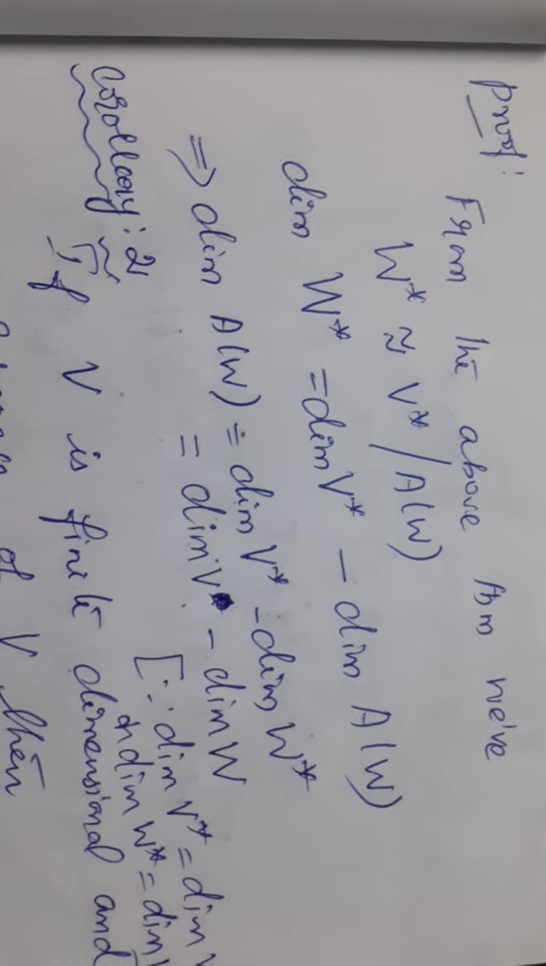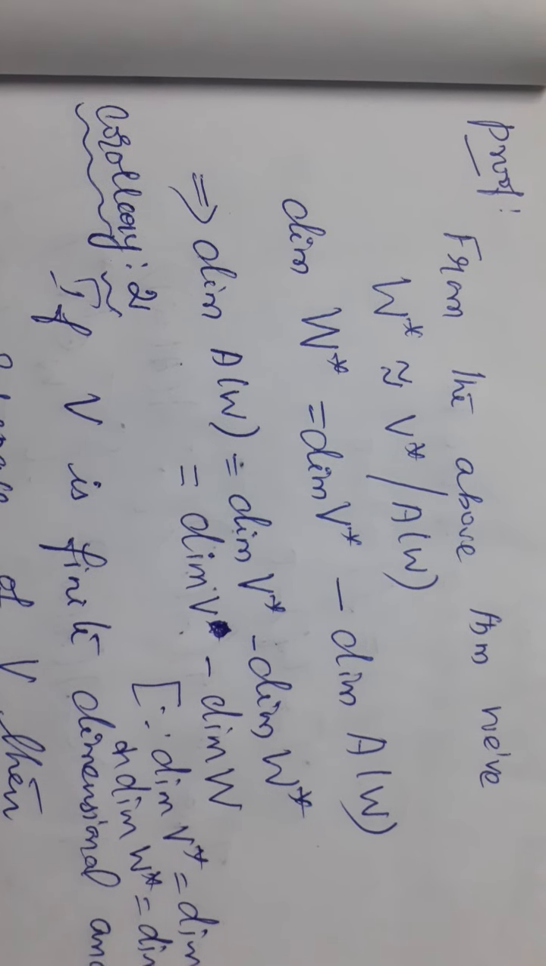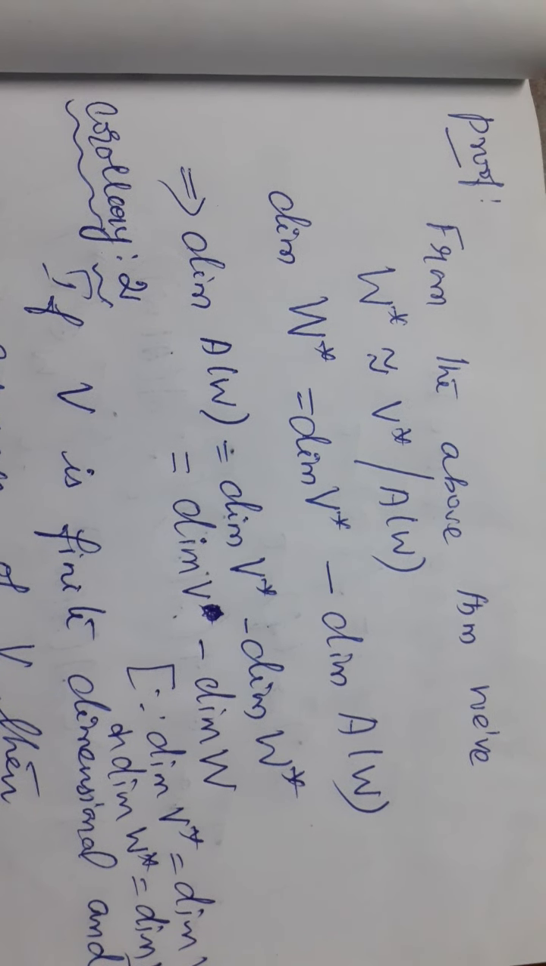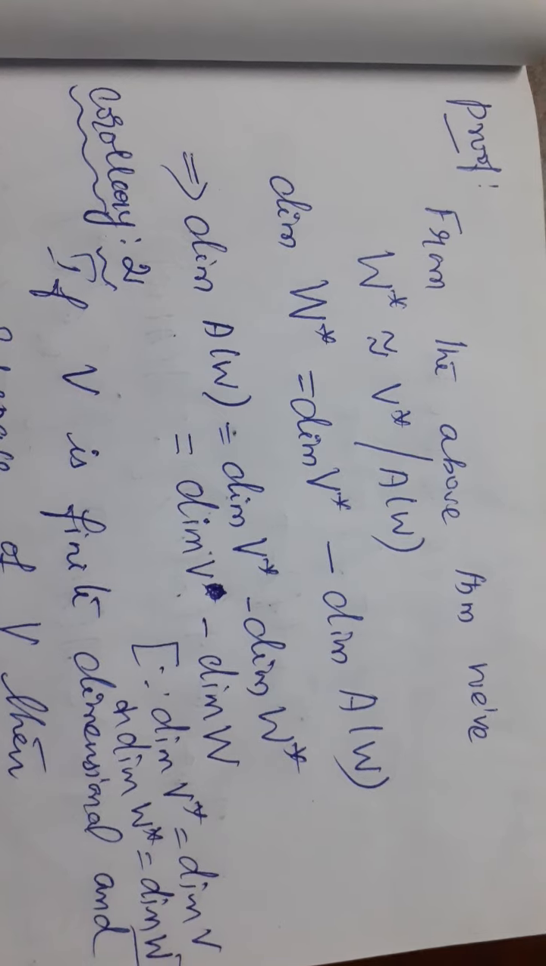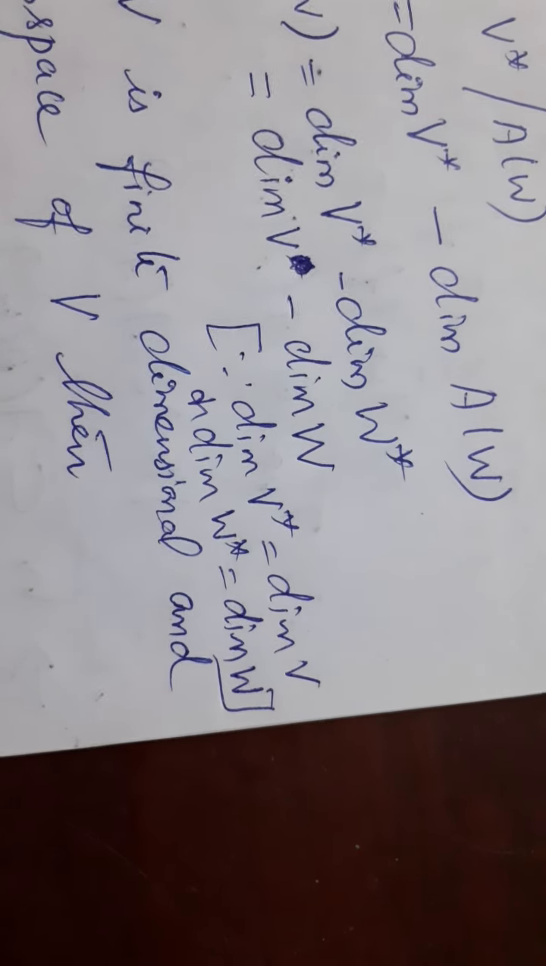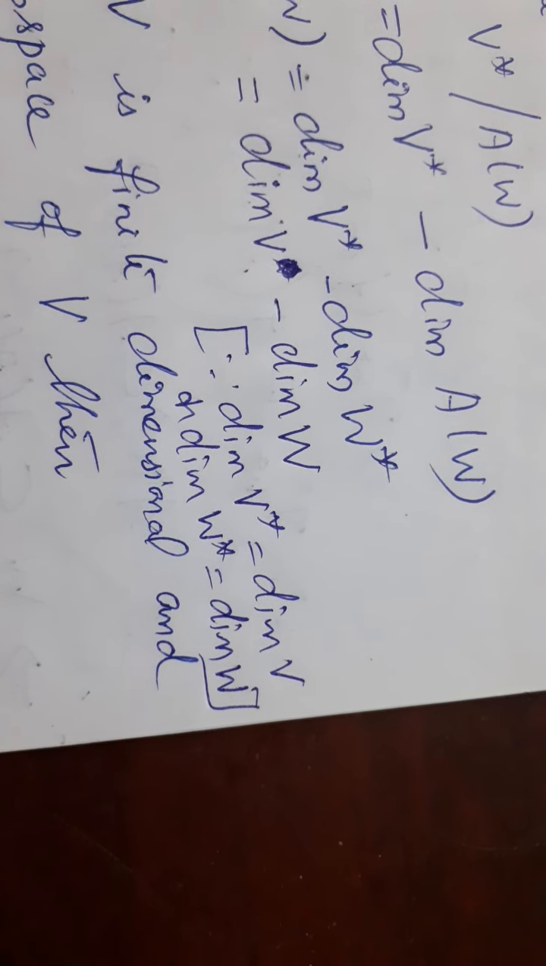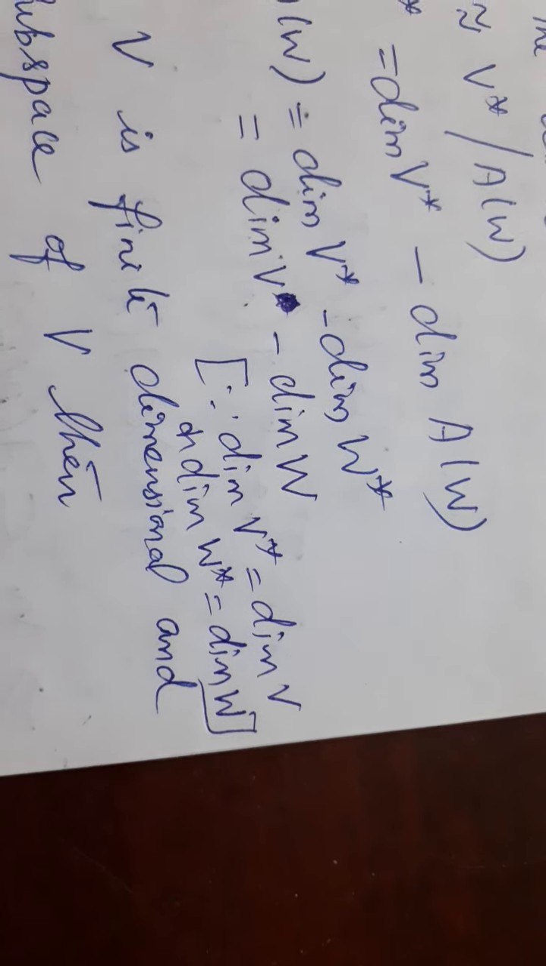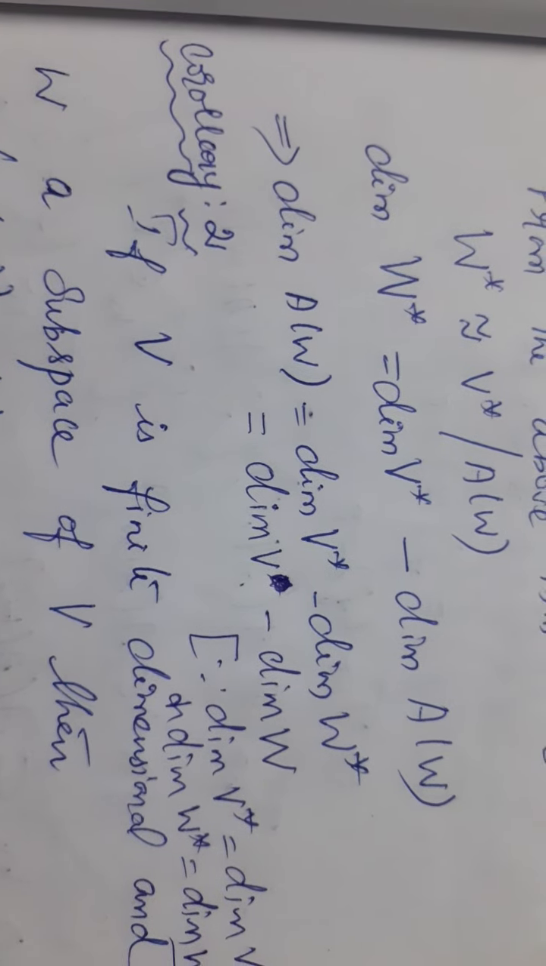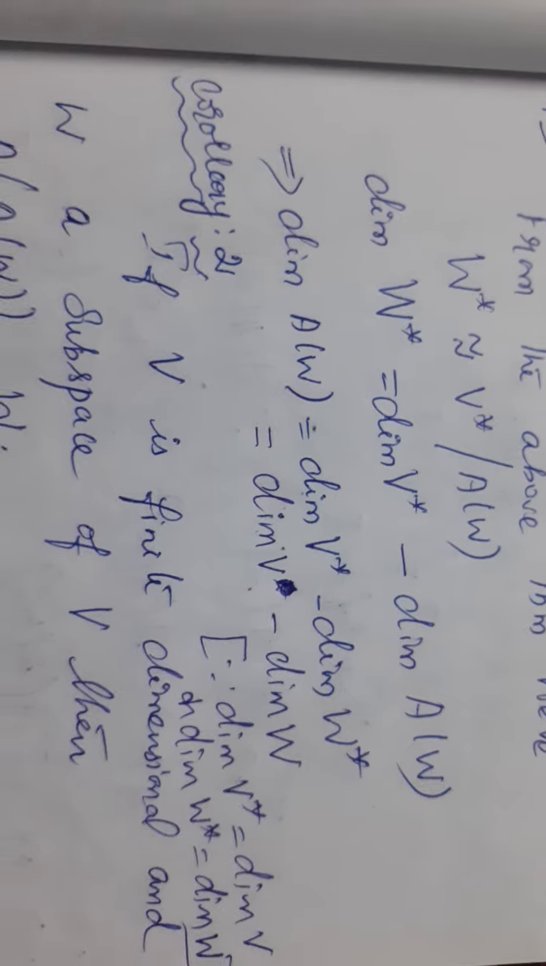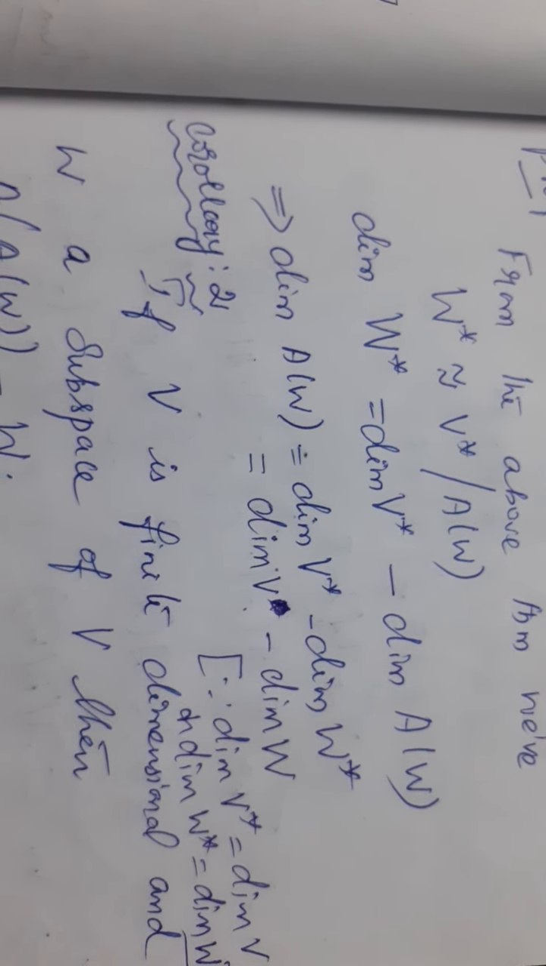Therefore, the dimension of A of W is equal to the dimension of V star minus the dimension of W star, which is equal to the dimension of V minus the dimension of W. Since we know that the dimension of V star is the dimension of V and the dimension of W star is equal to the dimension of W, therefore we got the result: the dimension of the annihilator is equal to the dimension of the vector space minus the dimension of the subspace.